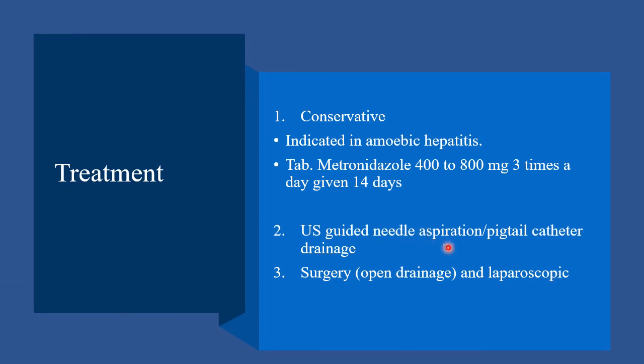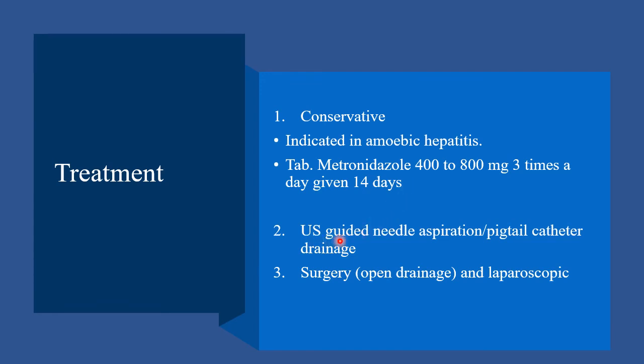Treatment is basically conservative in almost all the amoebic hepatitis patients. When abscess develops, then we may resort to other forms of treatment as well. So the initial treatment is metronidazole or Flagyl, 400 to 800 milligrams 3 times a day, even for 14 days. Okay, this is a very high dose. It's double the usual dose for colonic amoebiasis.